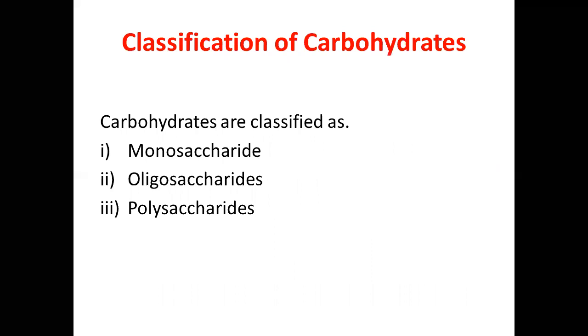Carbohydrates are classified as monosaccharide, oligosaccharide, polysaccharide. This classification is on the basis of the sugar units present in each. Monosaccharide has 1 sugar unit, oligosaccharide has 2 to 10 sugar units, and polysaccharides have more than 10 sugar units. Then monosaccharides and their properties. Monosaccharides are then classified into trioses, tetroses, pentoses, and hexoses. And examples of hexoses, I told you, are glucose and fructose.